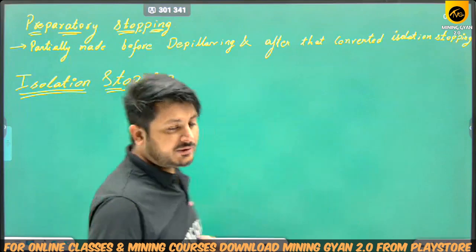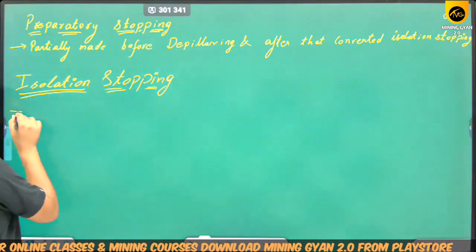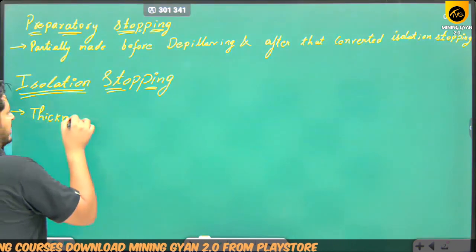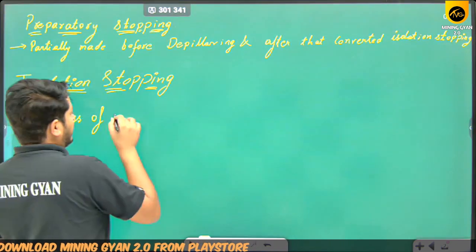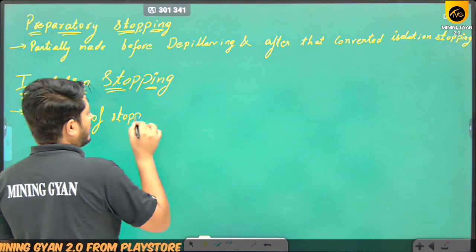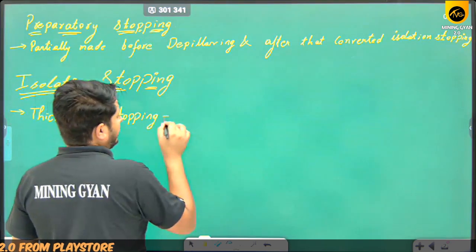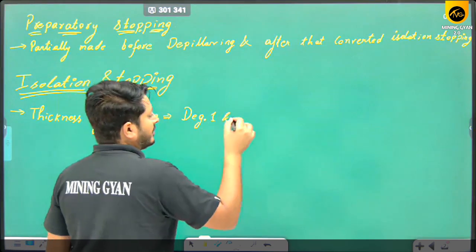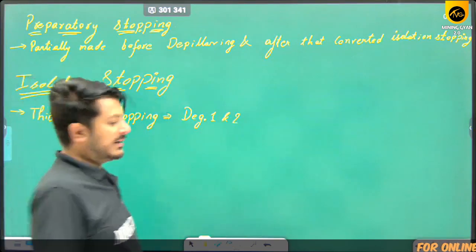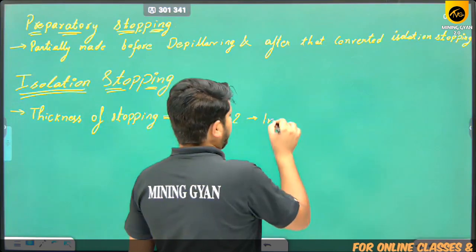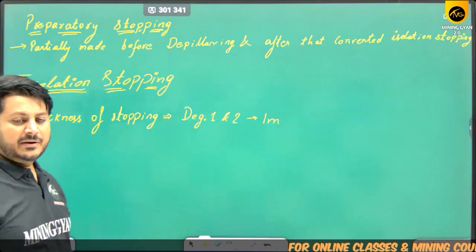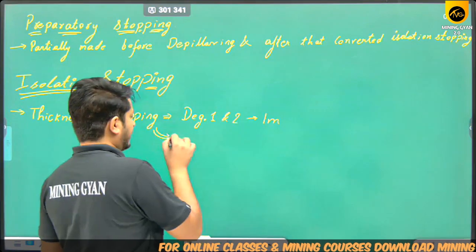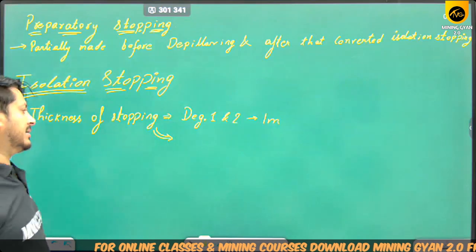अब यहाँ पे जो डिग्री 1 और डिग्री 2 माइंस हैं, ठीक है, थिकनेस ऑफ स्टॉपिंग की बात करूं तो डिग्री 1 एंड 2 माइंस में इसकी जो थिकनेस होती है वो कितनी होती है? 1 मीटर, 1 मीटर इसकी थिकनेस होती है। ठीक है, और बेसिकली डिग्री 3 माइंस में इसके साथ क्या होता है?